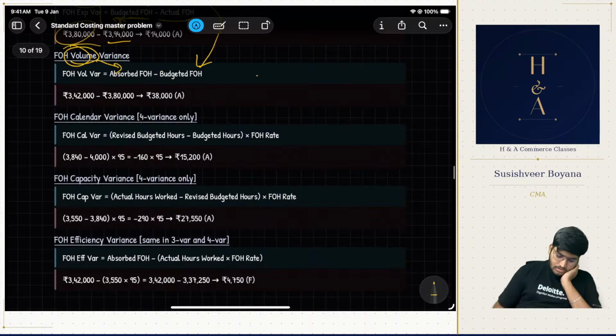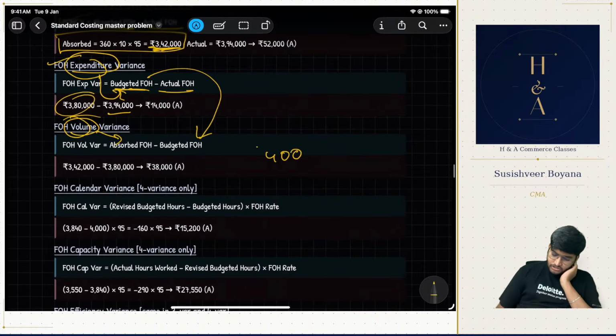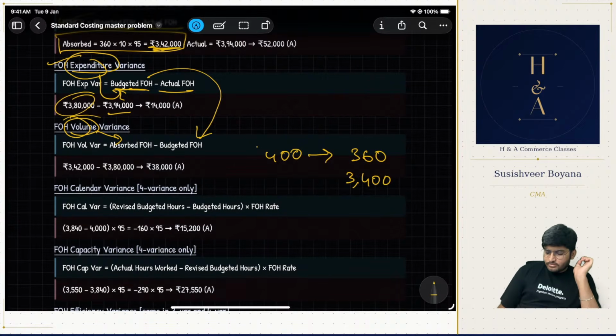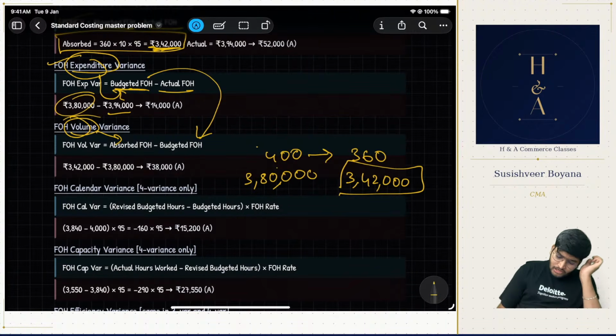If produced less, what did I produce out of 400, which I thought should have been the case? I only produced 360. For 360, 3,42,000 is the absorbed, but for 400, my budget was already 3,80,000, no? That means the volume difference, which is bringing in the variance, is my volume variance, absorbed versus budgeted. We get it adverse. Makes sense?